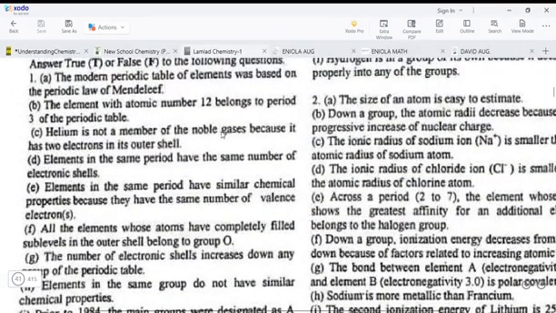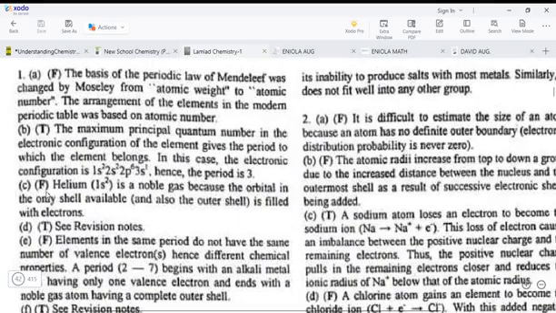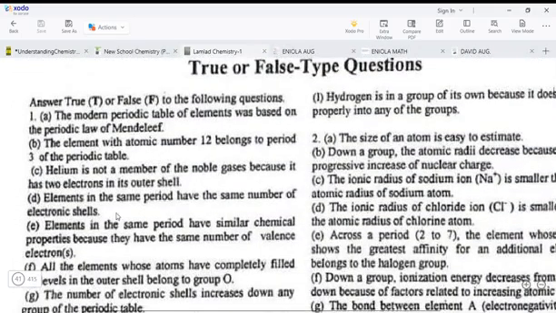Helium is not a member of the noble gases because it has 2 electrons in its outer shell. So let's check the answer here. It is false. When they say helium is not a member of noble gas, that's false.